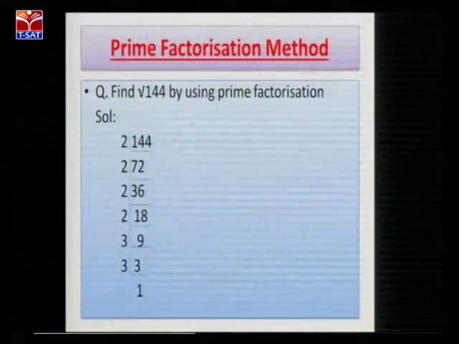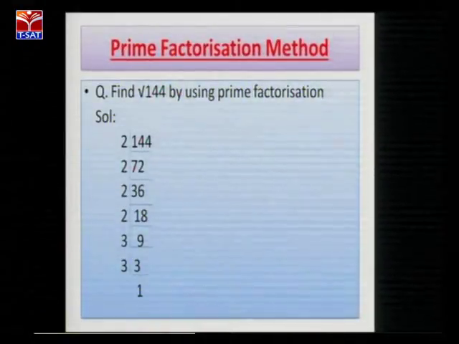Good friend. Ramya Swaro, can you tell what is the next? Okay friend, here 9 is not divisible by 2. It is divisible by the next prime number, that is 3. 3 3s are 9. Good friend. Friends, the last step is 3 1s are 3. Friends, the prime factors of 144 are 2 into 2 into 2 into 2 into 3 into 3.